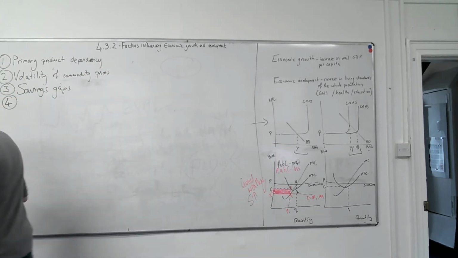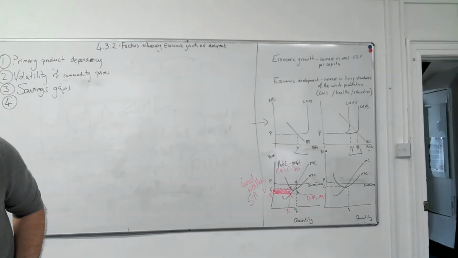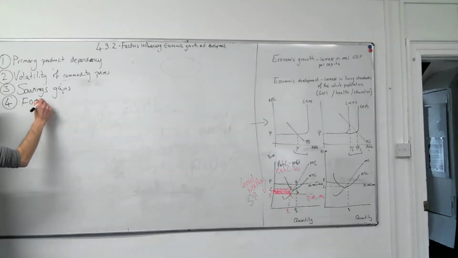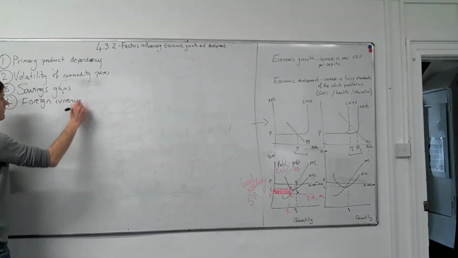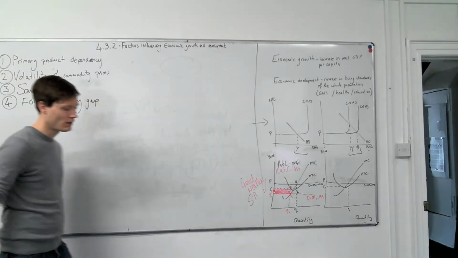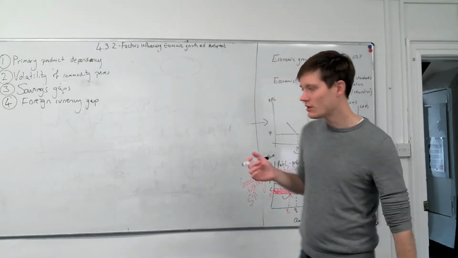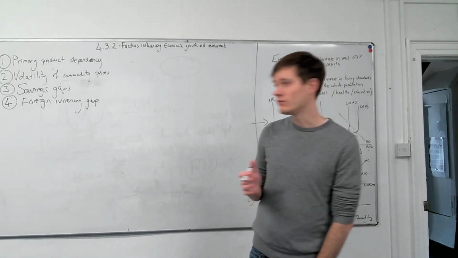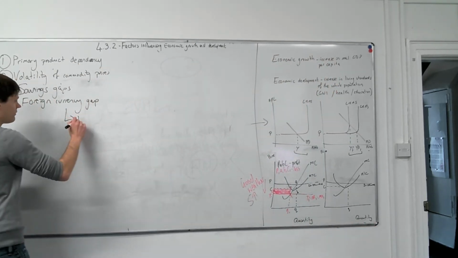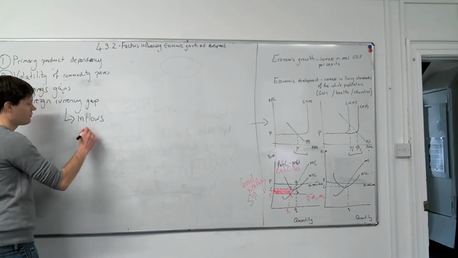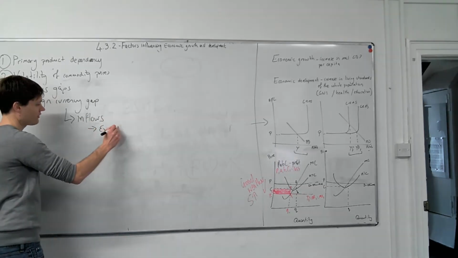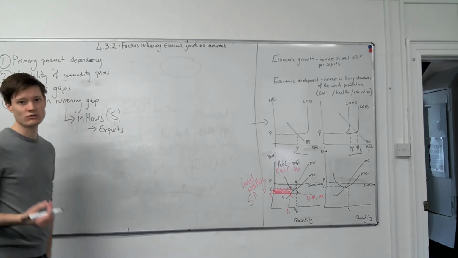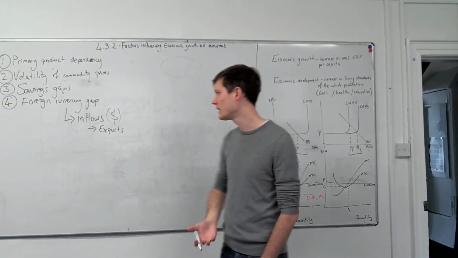Right, 4. What's 4? Right, foreign currency gap. Okay, a bit quicker now. So we know that foreign currency flows into a country for a number of reasons. You could get inflows of this due to exports. When you export goods and services, you get inflows of dollars into your country. Your local banking system will have dollars flowing in.